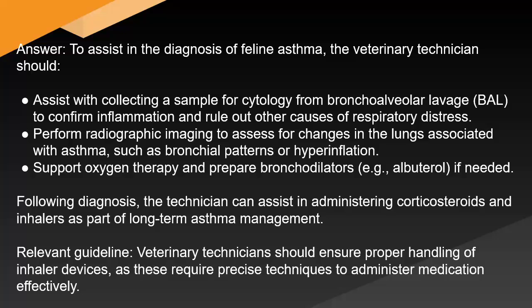Answer: to assist in the diagnosis of feline asthma, the veterinary technician should assist with collecting a sample for cytology from bronchoalveolar lavage to confirm inflammation and rule out other causes of respiratory distress. Perform radiographic imaging to assess for changes in the lungs associated with asthma, such as bronchial patterns or hyperinflation. Support oxygen therapy and prepare bronchodilators, e.g., albuterol, if needed. Following diagnosis, the technician can assist in administering corticosteroids and inhalers as part of long-term asthma management. Relevant guideline: veterinary technicians should ensure proper handling of inhaler devices, as these require precise techniques to administer medication effectively.